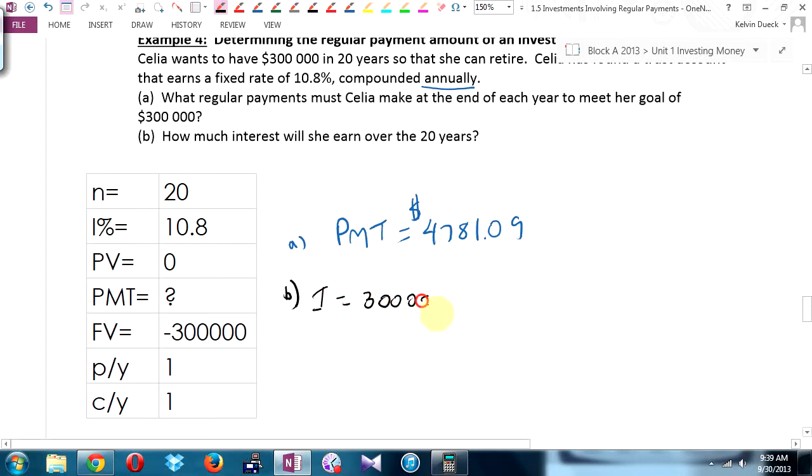$300,000. Take away how much money she dumped in. Now, how much did she dump in? Well, how much was each payment? $4,781.09 times how many payments per year? Times how many years? 20. Okay. How much did she earn in interest?